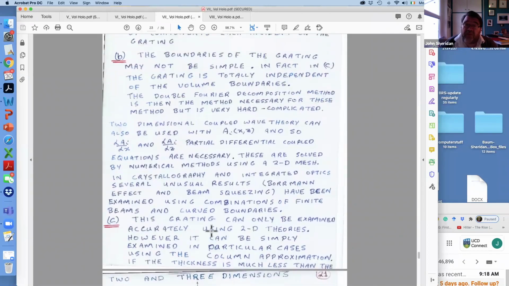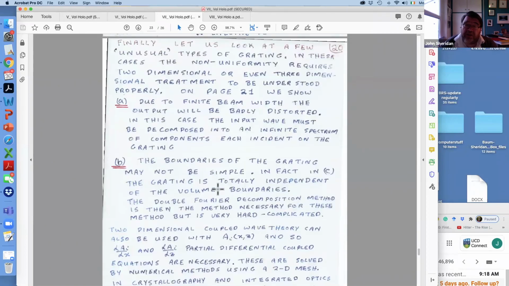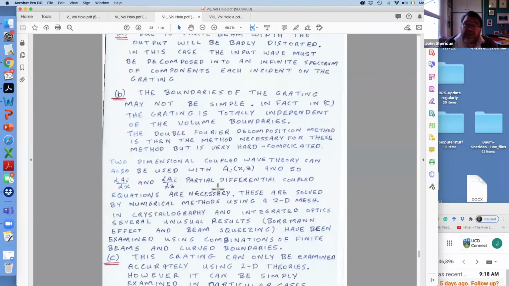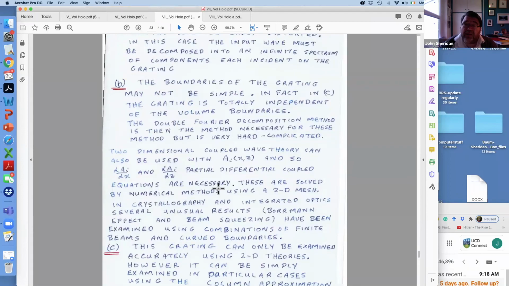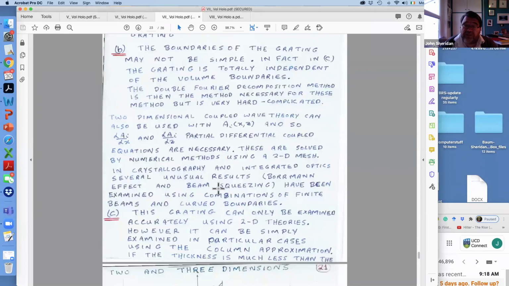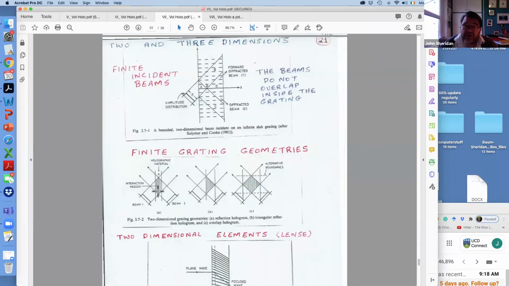The boundaries of the grating may not be simple. In fact, the grating is totally independent of the volume boundaries. So we have a situation here where we've got a grating, where we've got two finite beams, and that's going to produce something which is going to be finite inside the layer. And as we go to more and more extreme situations, that finite grating structure is going to look different.